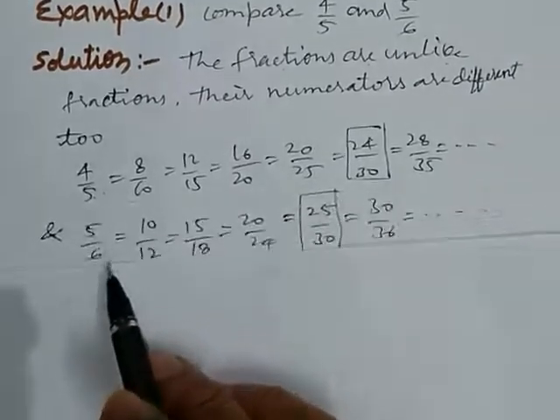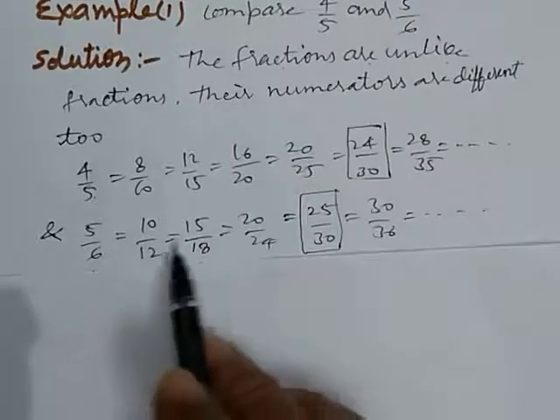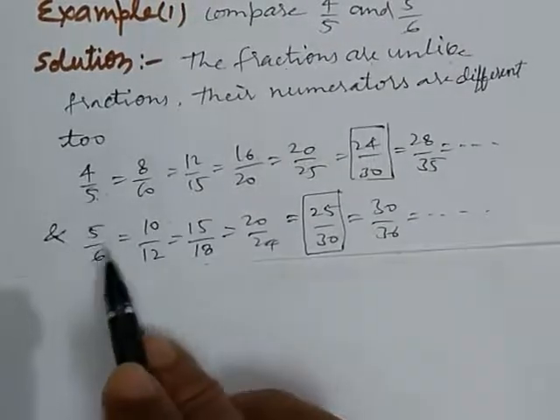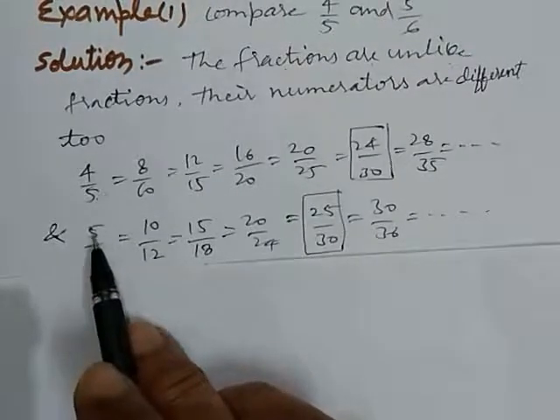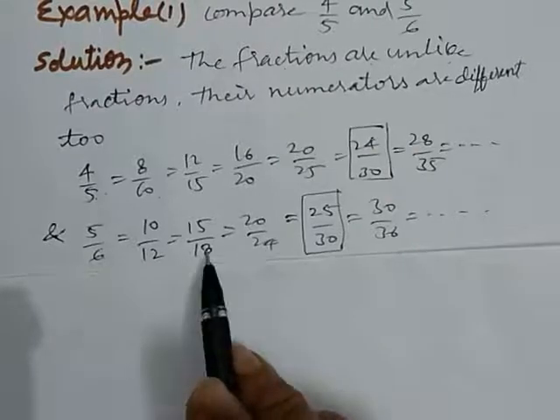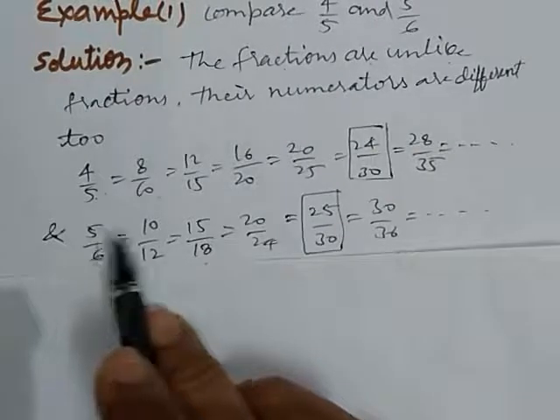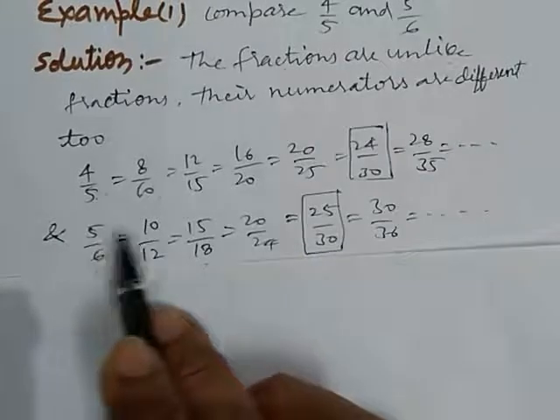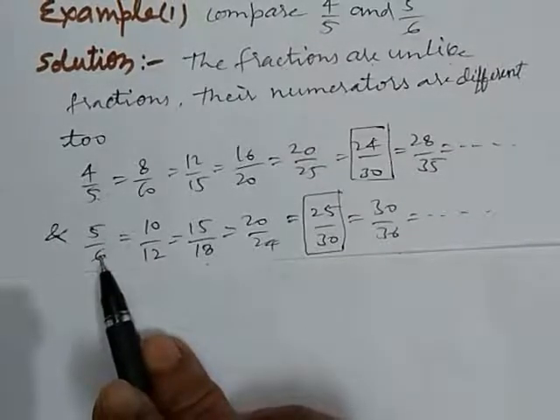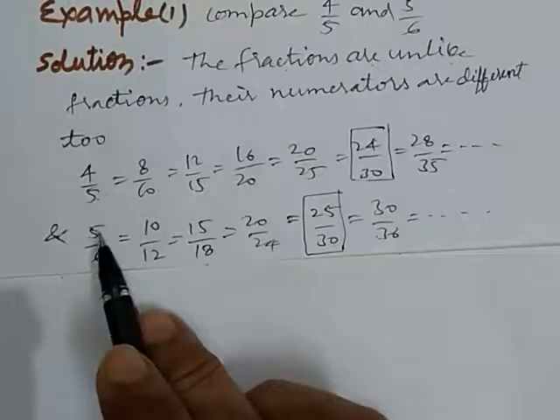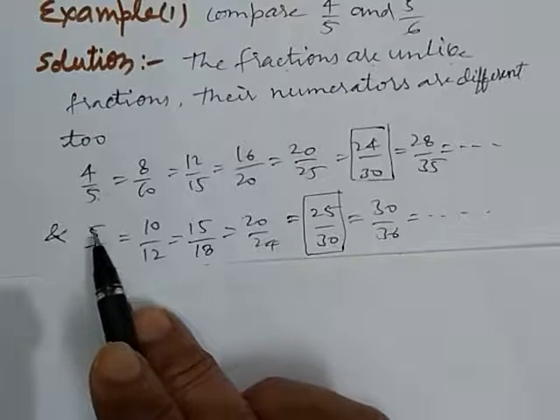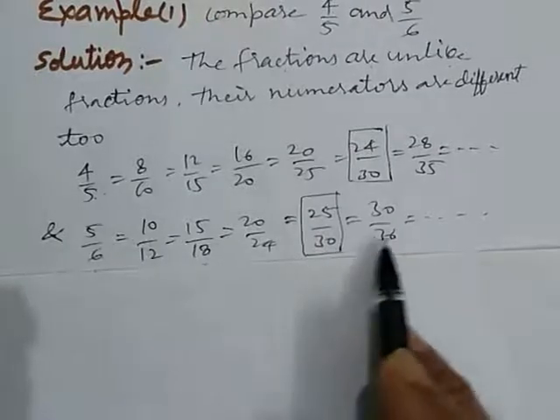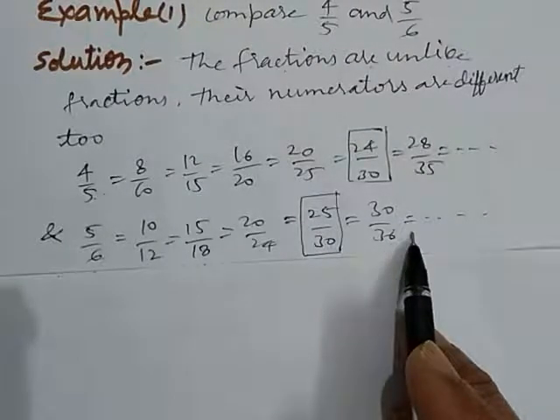Now we take 5 by 6 and find different equivalent fractions by multiplying 2: 5 twos are 10, 6 twos are 12. Now 3: 5 threes are 15, 6 threes are 18. Now take 4: 5 fours are 20, 6 fours are 24. Now take 5: 5 fives are 25, 6 fives are 30. And now take 6: 5 sixes are 30, 6 sixes are 36. So this way we can find different equivalent fractions.